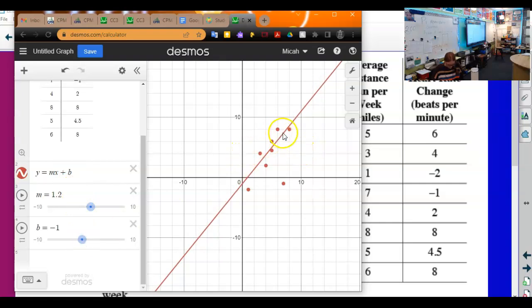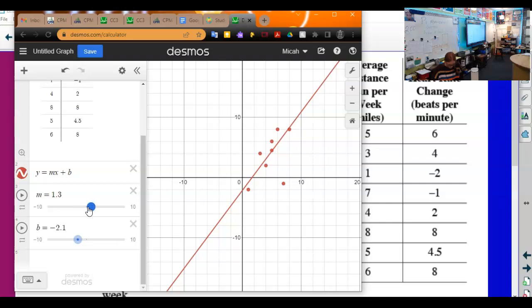All right, here I got 3 points above, 5 points below. That doesn't look quite good enough. Decide whatever you think your line of best fit is. 3 points. Ooh, I kind of like that one.